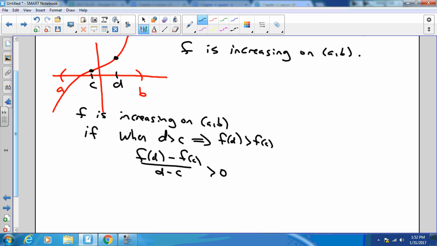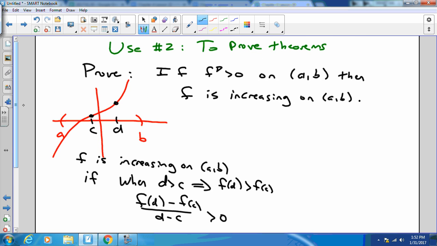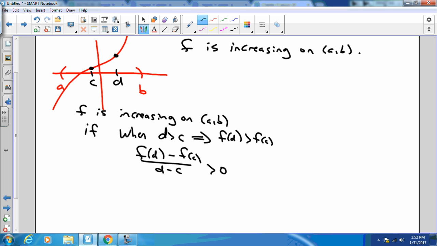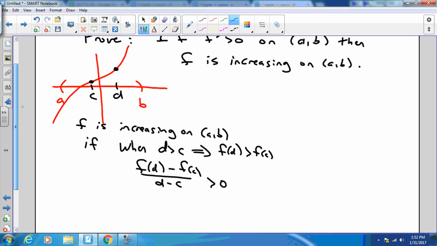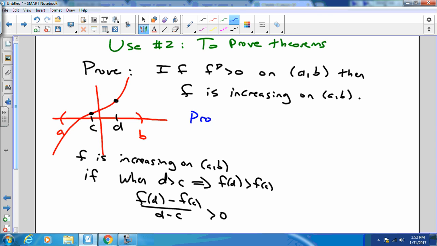Another way of putting that is to say that for any d and c, the average rate of change is positive, because if I divide two positive quantities, I get a positive value. So you can sort of see where we're going with this, because what I am trying to do with my sign of f prime theorem is take something about the instantaneous rate of change f prime, and make it say something about the average rate of change, f of d minus f of c over d minus c. So how do I do that?